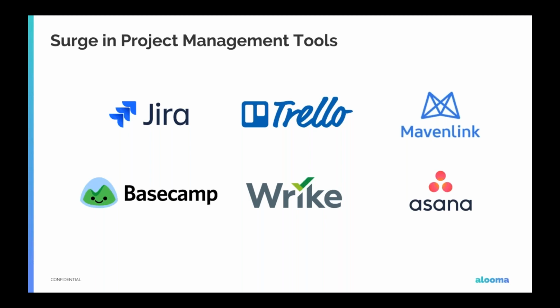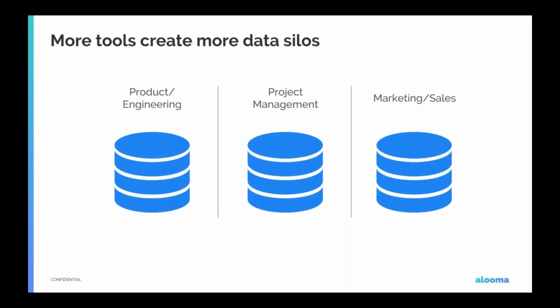For example, here at Alooma, our marketing team uses a Kanban style process in Trello to manage our marketing tasks and Basecamp to manage our design work. And there are hundreds of examples of this throughout the world. Of course, as an organization uses more project management tools and apps, the more valuable company data lives inside of them. The challenge with this is that it just creates more data silos.